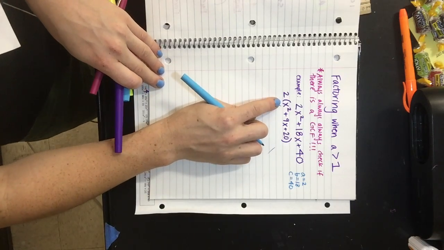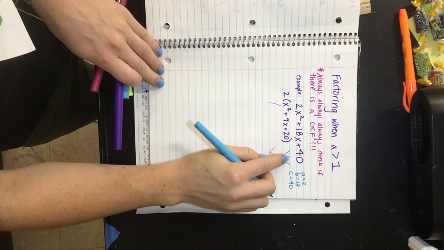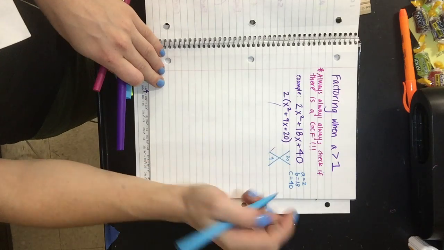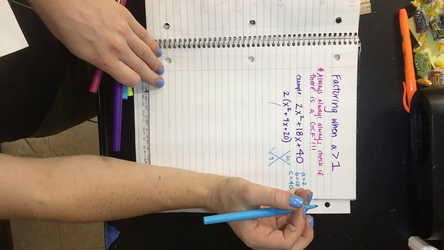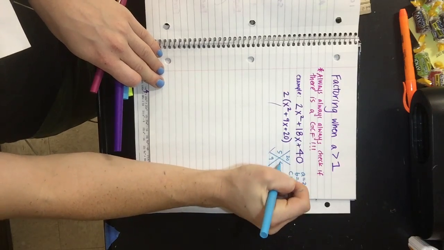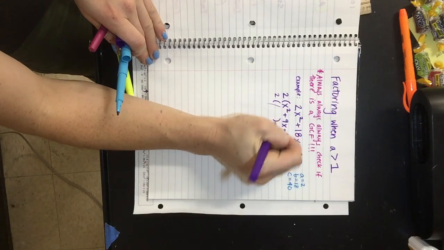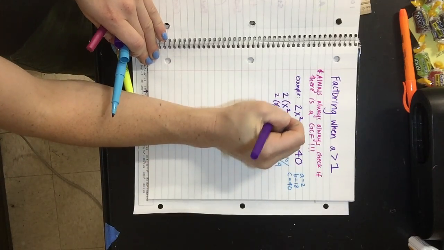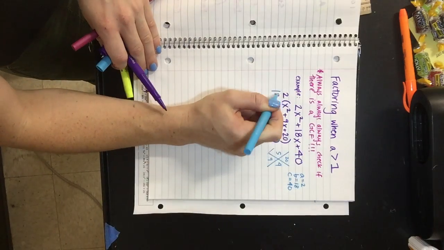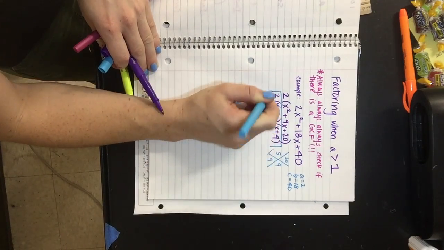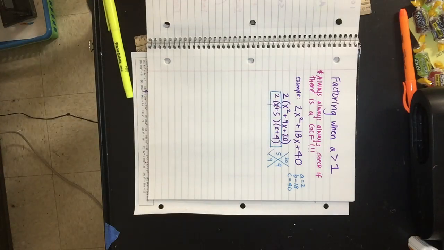Once A is equal to 1, it's easy. You can do the diamond. What times what is 20 and adds to 9? Oh, 5 times 4. So my answer is 2 times x plus 5, x plus 4. But in order to see that, you need to first have factored out the 2.